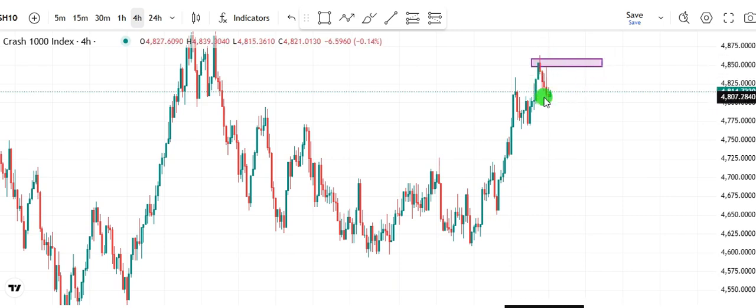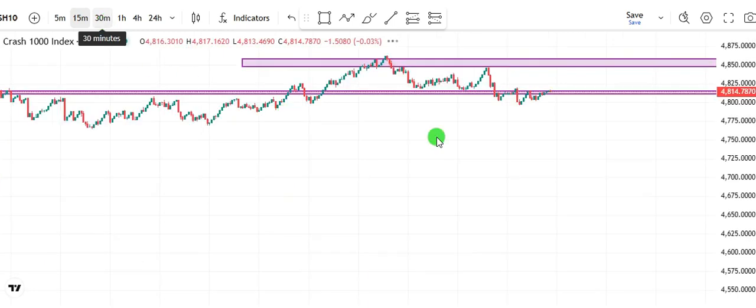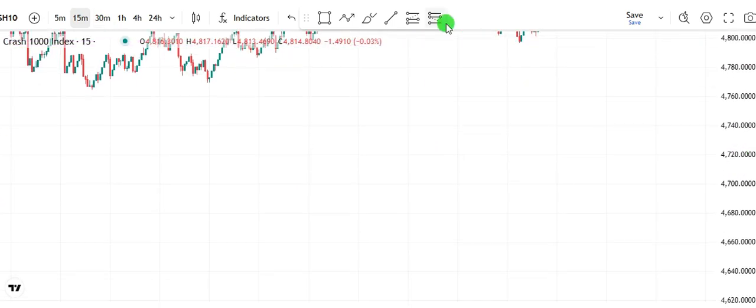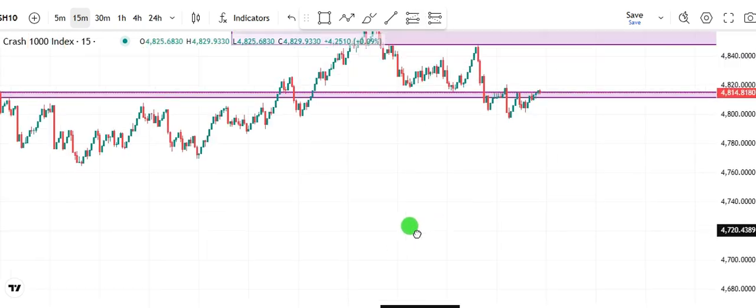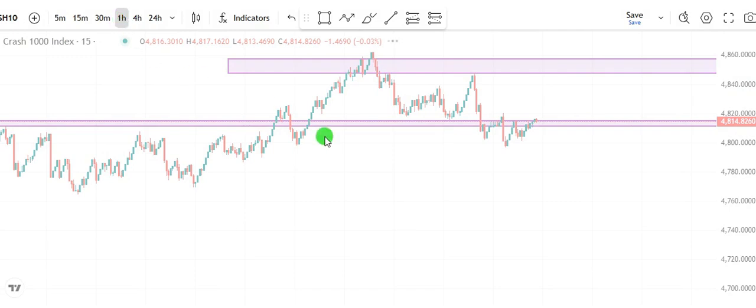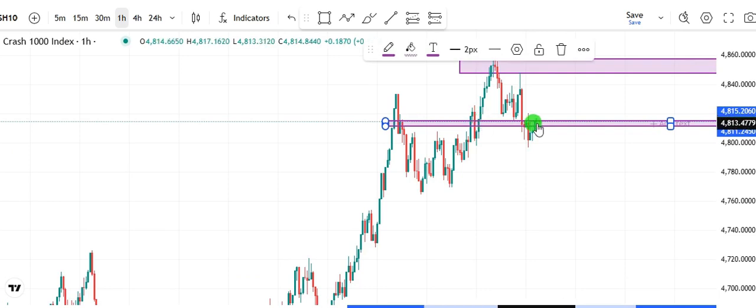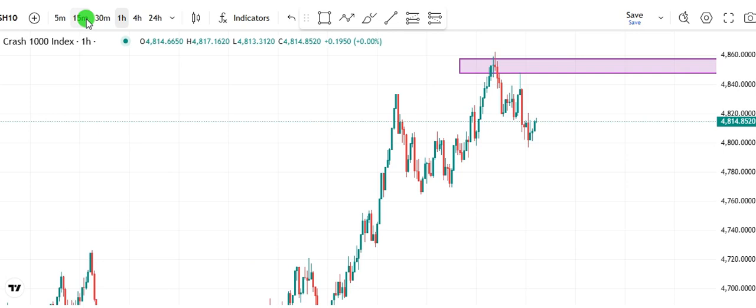I can see this minor pullback testing this level, this previous high and this level. So let's see what's going on the 15-minute chart. Let me go to the H1. Let me see this level around here. So let's take this outwards so you can get a clearer chart.